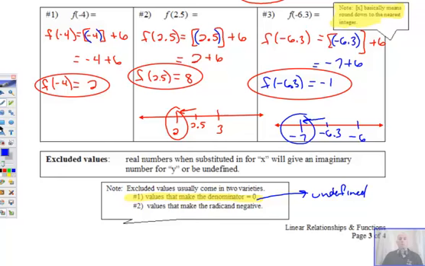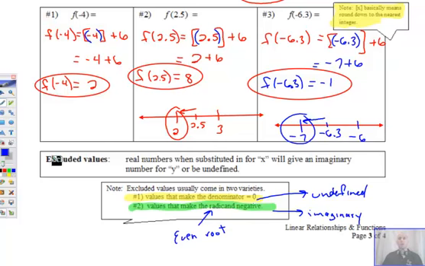And then another time, this is almost true what I wrote here. Values that make the radicand negative. That's not entirely true. It's values that make an even root radicand negative, because in that case it's going to be imaginary. Even root means square root, fourth root, sixth root, an even number. An odd root would be like a cubed root, a fifth root, a seventh root.